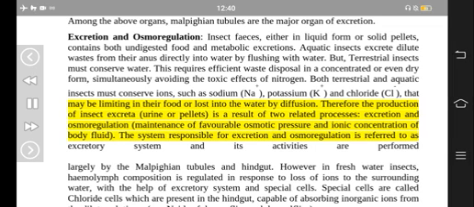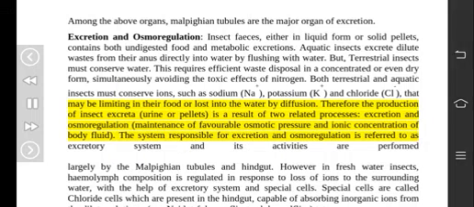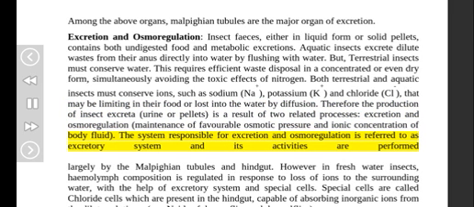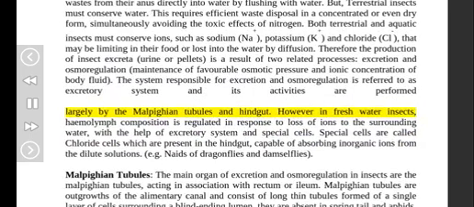Therefore, the production of insect excreta, urine or pellets, is a result of two related processes: excretion and osmoregulation, maintenance of favorable osmotic pressure and ionic concentration of body fluid. The system responsible for excretion and osmoregulation is referred to as the excretory system, and its activities are performed largely by the Malpighian tubules and hindgut.